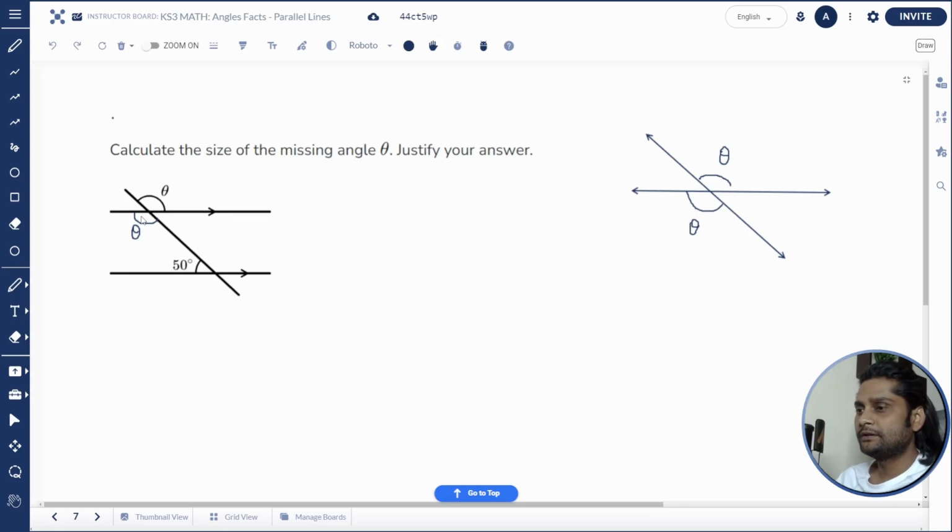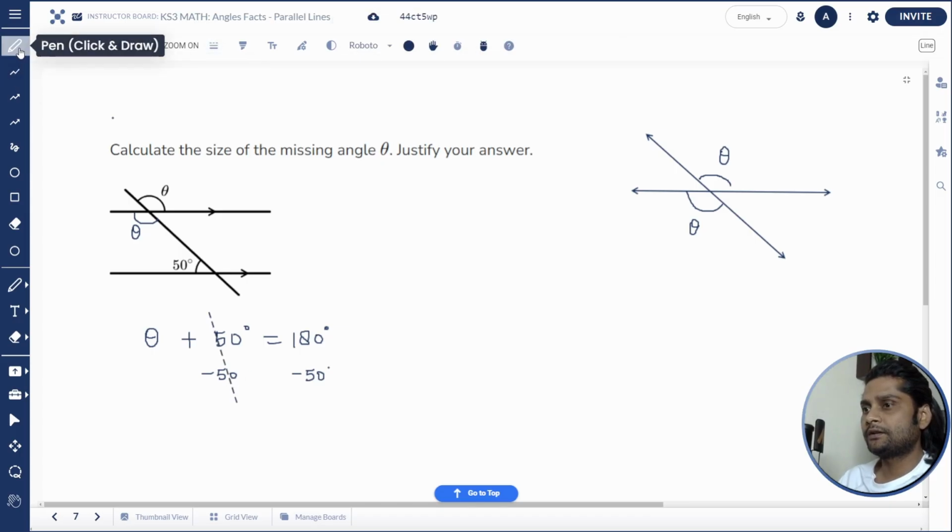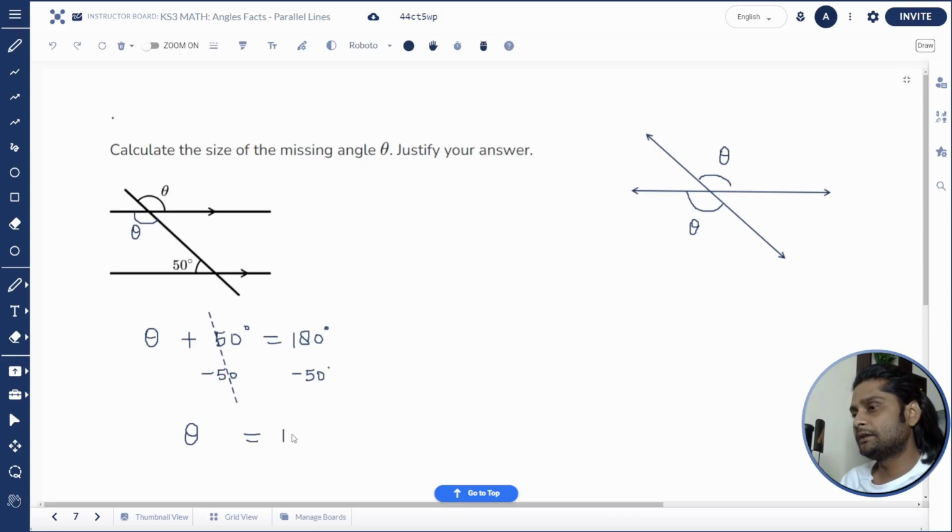And now look at this. The same side interior angles we just discussed. Whenever we have same side interior angles, they are called co-interior angles, and they add up to 180 degrees. So we add them to 180 degrees, and then we subtract 50 from both sides. It's an equation only. Now 50 and 50 get cancelled from the left hand side, and we are left with theta on the left hand side. On the right hand side we get 130 degrees. So that's the value of theta, and this is how we solve that.